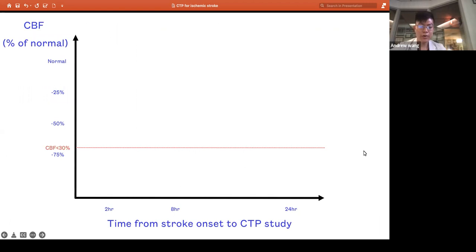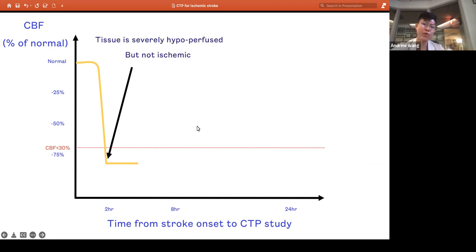So when the large intracranial artery is first blocked, the blood flow will decrease dramatically. However, at this point, the brain tissue is not necessarily infarcted, which means it is potentially still reversible, but the blood flow on CT perfusion study will be defined as ischemic core, which is less than 30%. So at this point, tissue is severely hypoperfused, but it's not really infarcted. So we can overestimate the ischemic core at the early point when the large intracranial artery is first blocked.